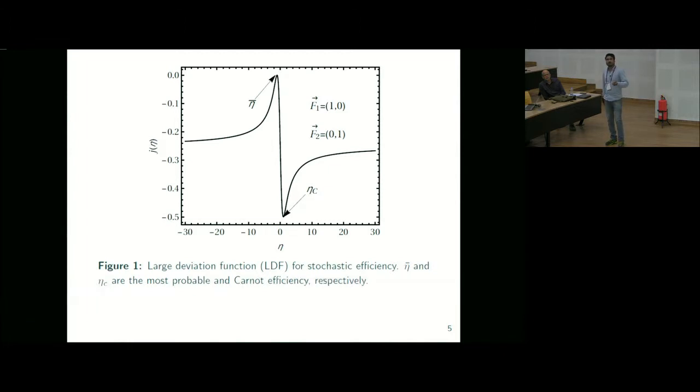So I have plotted this for two perpendicular forces. But one can argue that the structure of the large deviation function is that it goes to a constant at large efficiency, so maybe the probability distribution is not normalizable. So what is the problem?